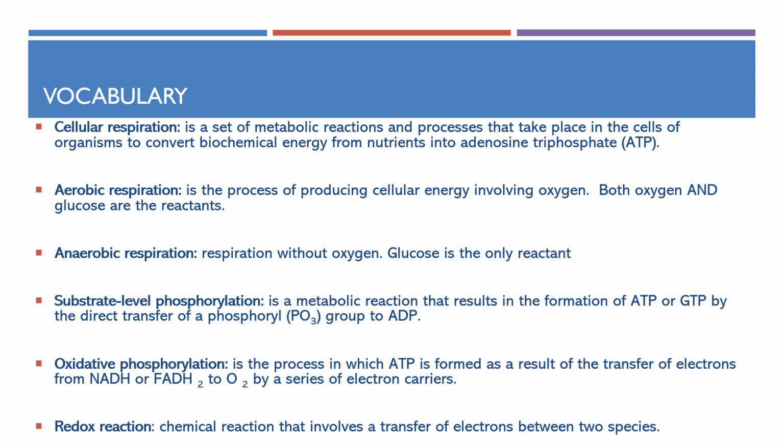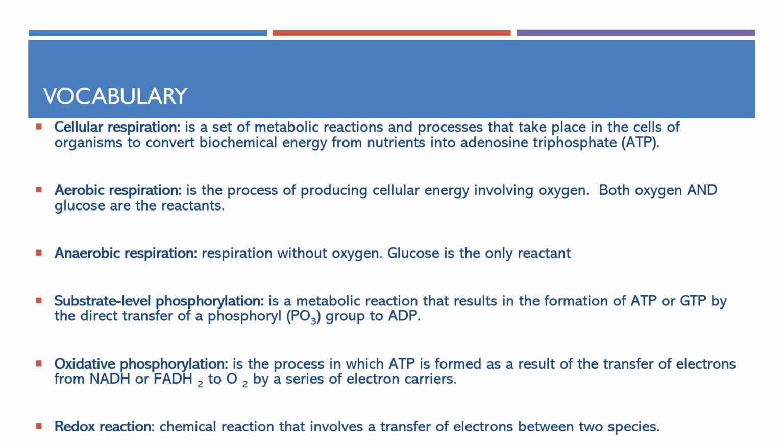This is just an overview of some of the vocabulary. Cellular respiration, again, is just a set of metabolic reactions and processes that take place in the cells of organisms to convert biochemical energy from nutrients into adenosine triphosphate, or ATP. Aerobic respiration is the process of producing cellular energy involving oxygen. So again, both oxygen and glucose are your reactants. In anaerobic respiration, this is respiration without oxygen, so only glucose is the reactant.